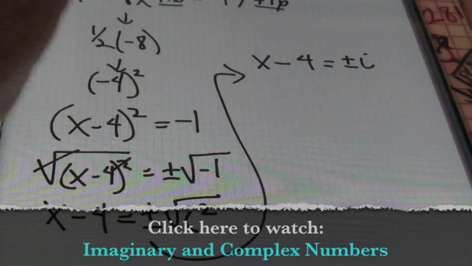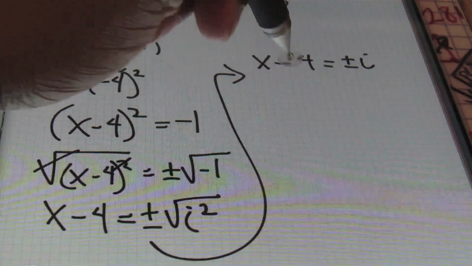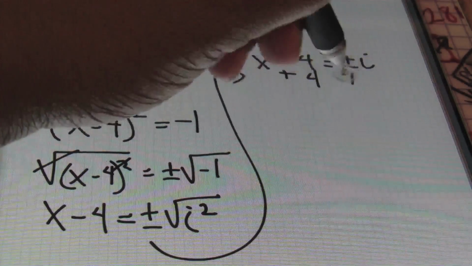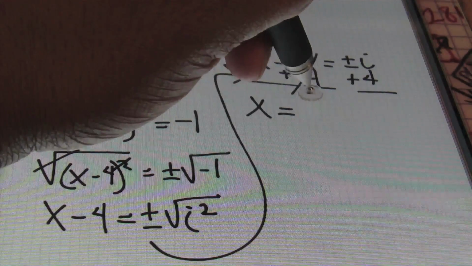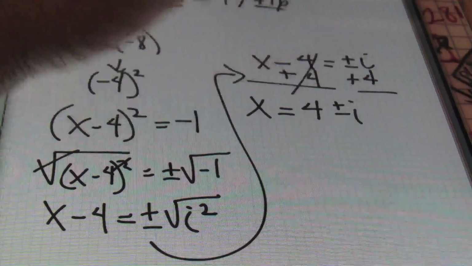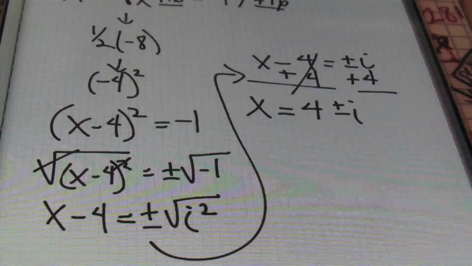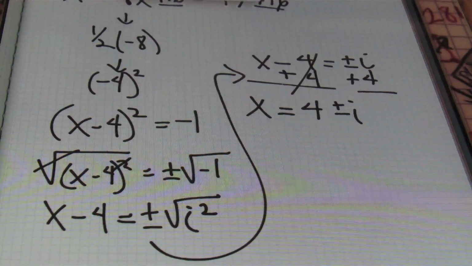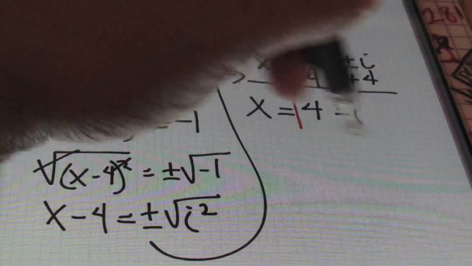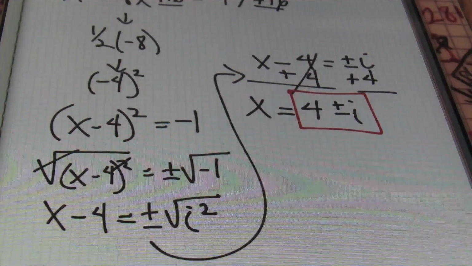Okay, so solving for x, getting back to that, we'll be adding 4 to both sides of the equal sign here. And once I have this, ladies and gentlemen, you'll have x equals 4 plus or minus i. And if you watch that video, you'll know that the real number definitely goes in front of the imaginary number, and this is our solution, ladies and gentlemen. 4 plus or minus i, done and done.